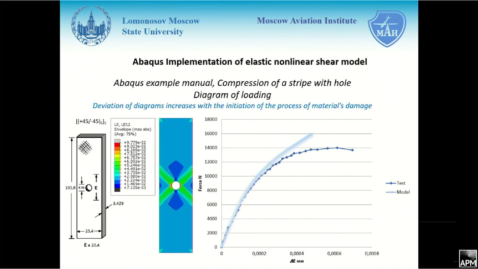You can see here the experimental curve denoted by points, and the corresponding theoretical dependency. But it is observed that there is a deviation between these two curves when the process of damage nucleation initiates. We will improve this result some later.